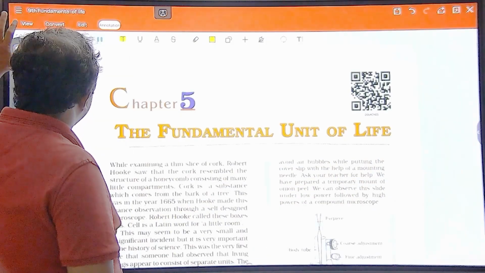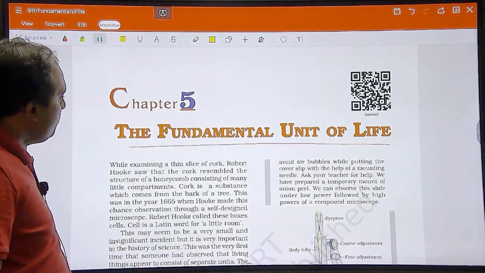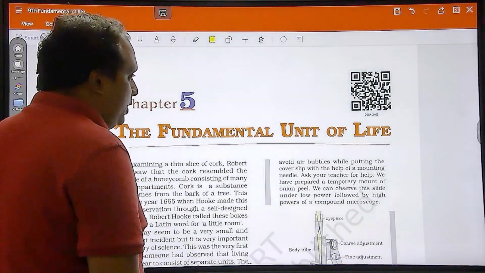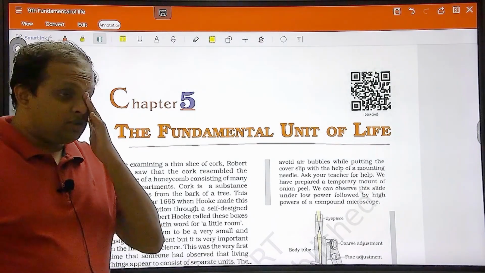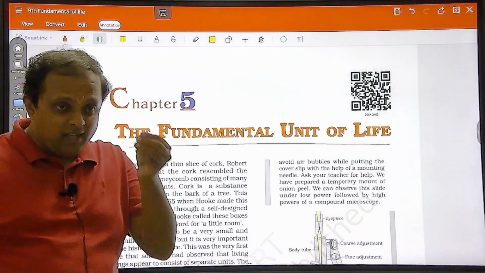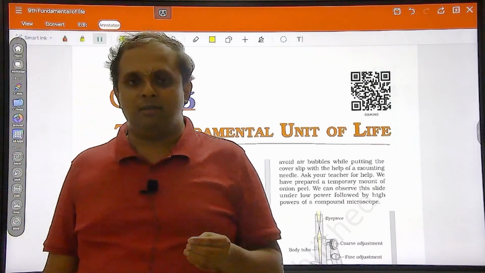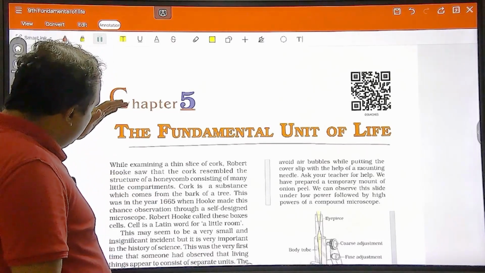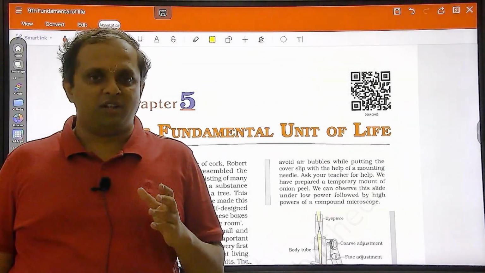So this is going to be the topic, chapter 5, the fundamental unit of life. What does this topic deal with? This topic deals with the cell, which is the fundamental unit of life. So if you look into the entire topic, the various structural aspects of the cell with its function are given.